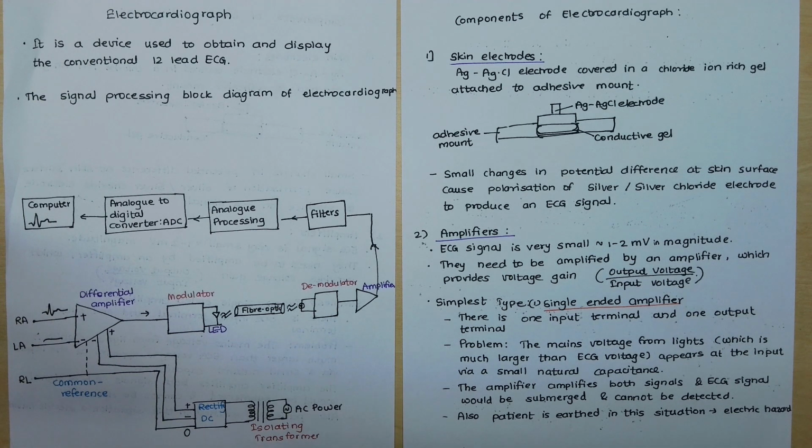The problem with the single-ended amplifier is the mains voltage from the lights, which is much larger than the ECG voltage. It appears at the input via a small natural capacitance. The amplifier amplifies both the signals, and the ECG signal would be submerged and could not be detected. Also, the patient is earthed in this situation and it is an electric hazard.